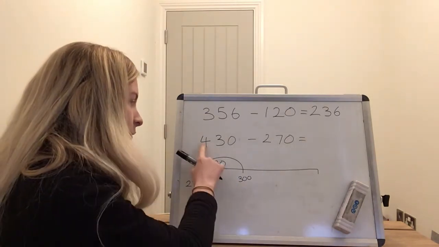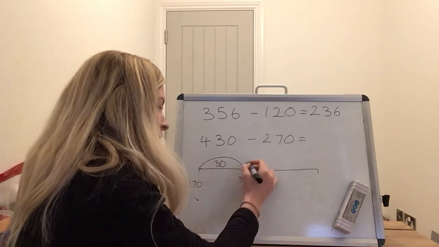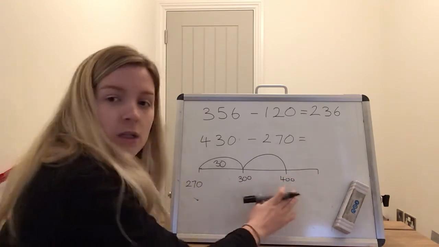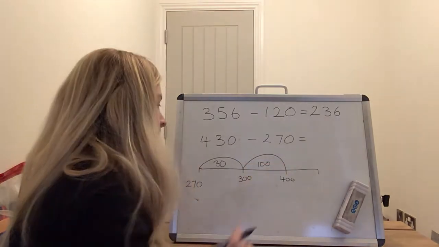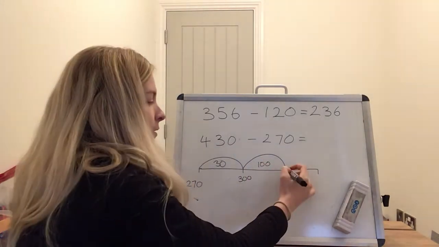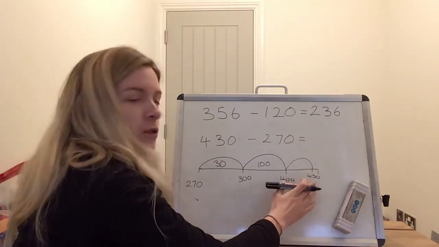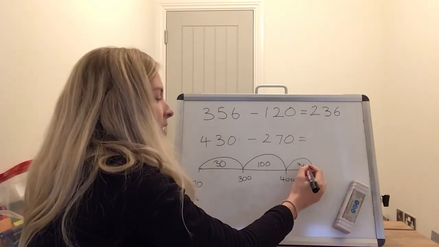Still need to get to 400 though. So we're jumping from 300 to 400 this time. 300 to 400, what's the difference there? 100. Well done, if you got that. And then we need to jump from 400 to 430. So 400 to 430, the difference there is 30.